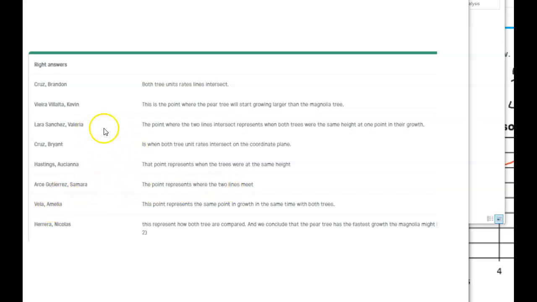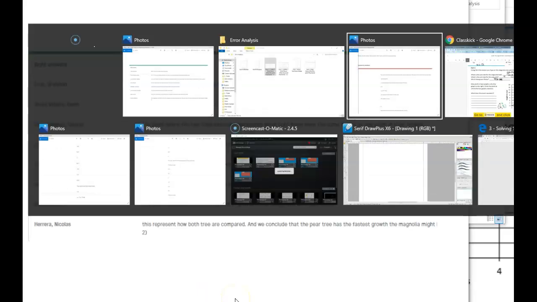Would I like Miss Laura's a little bit more, because it puts the intersection and says the real world example? Yes. But not bad. Amelia, this point represents the same point in growth at the same time for both trees. Nice. Nicholas, you had a long sentence, man, to cut it off. This represents how both trees are compared. Okay, that's true, but we can conclude more. So he went a little deep, and I was like, okay, I'll give him credit. Let's take a look at other students.